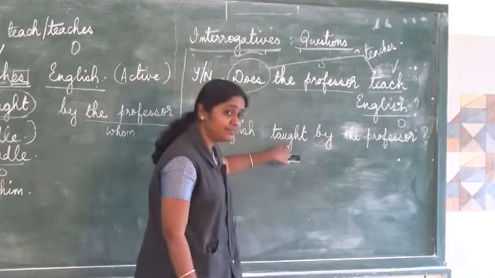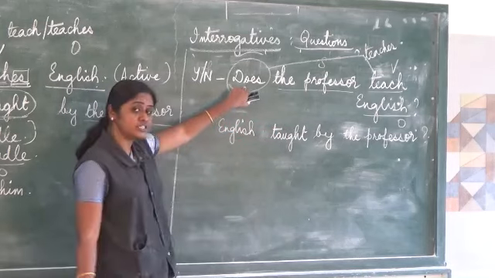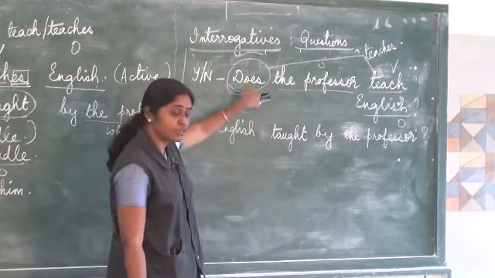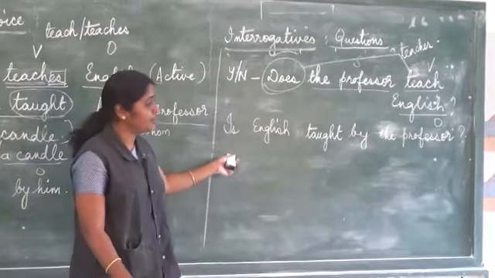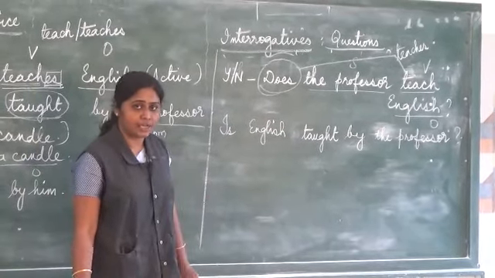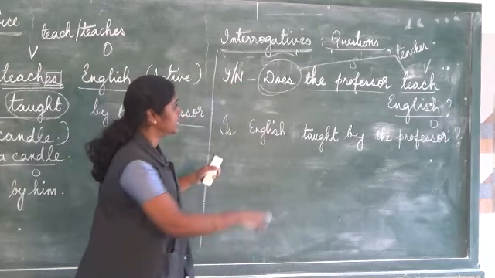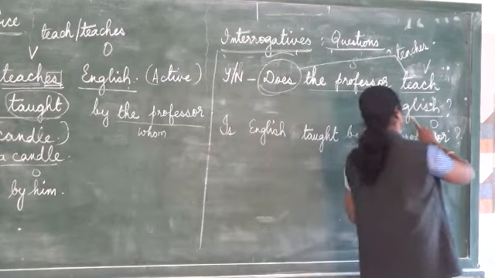So now the main verb you have written here, but where is the auxiliary verb? What is the position of the auxiliary verb in a yes or no question? It is in the front. So this is how we have to write the answer for a yes or no question. Does the professor teach English?